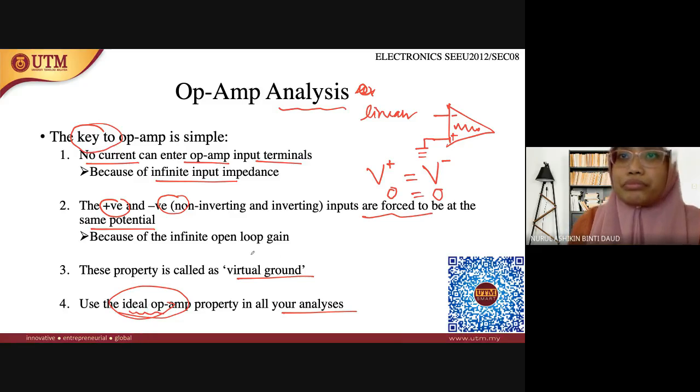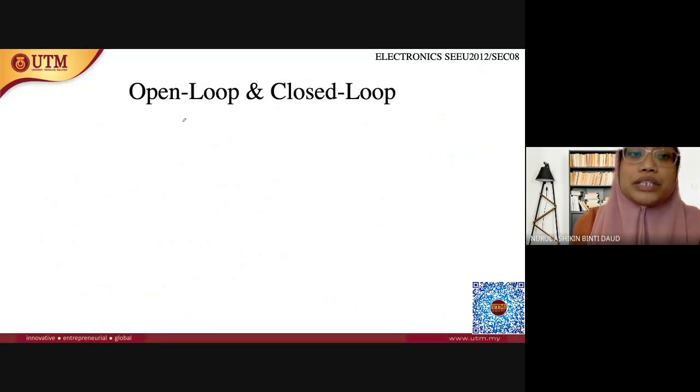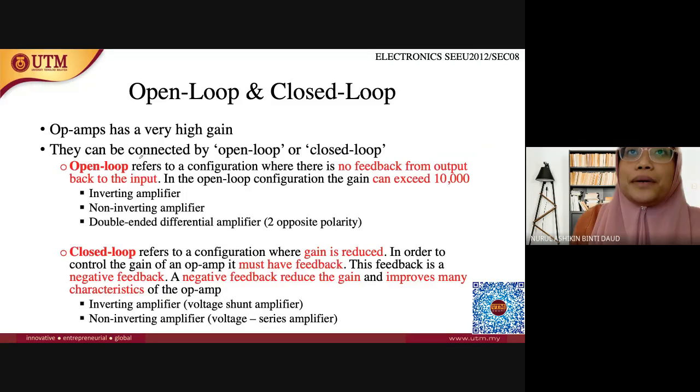Alright, so let's look. The reason V positive and V minus, the voltages at the non-inverting and inverting inputs, are forced equal is because of the open loop gain. So what is open loop and closed loop? Let's look at it. An op amp can be connected in open loop or closed loop, either one. Open loop refers to a configuration where there is no feedback. It means that there is no feedback from the output back to the input.